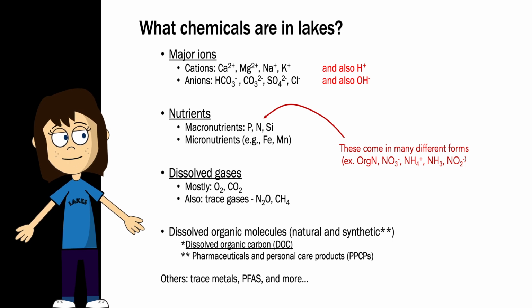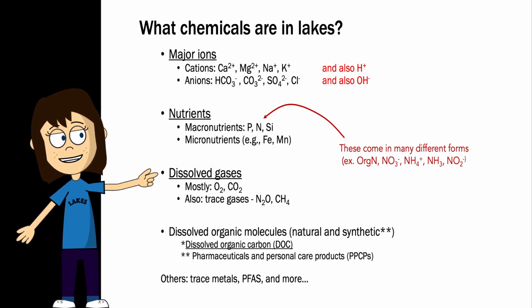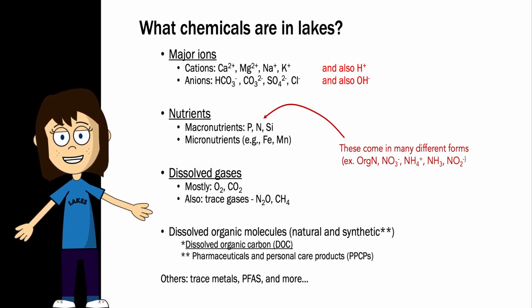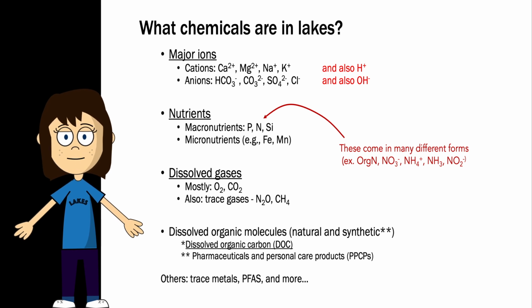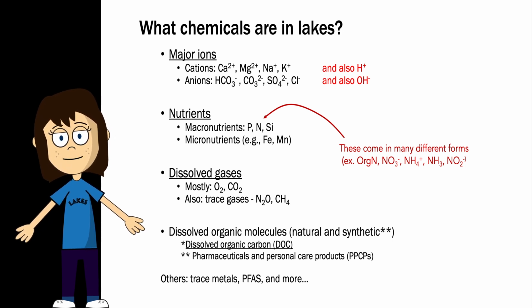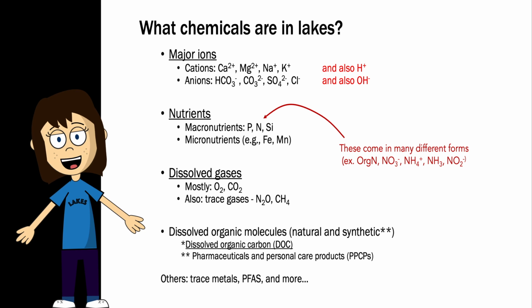We also have nutrients, and these are substances used by organisms to survive and grow. And the two most important macronutrients in lakes are phosphorus and nitrogen, and these come in many different forms, such as organic nitrogen, nitrate, ammonium, nitrite, phosphate, and many more.